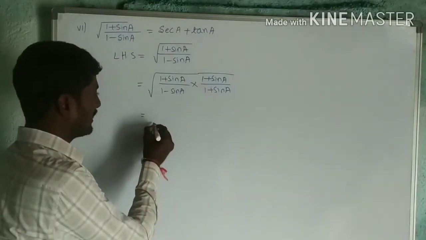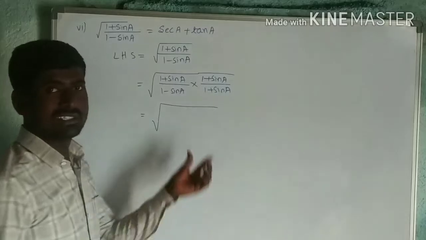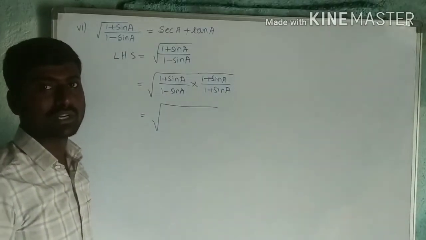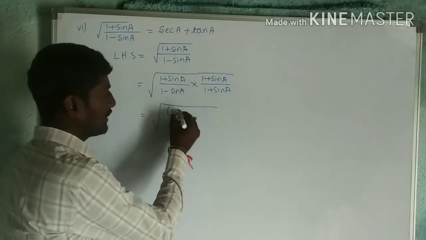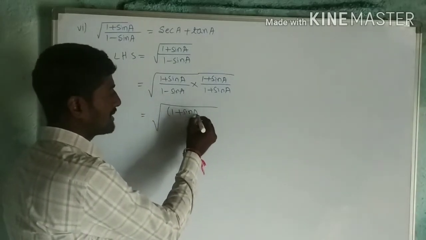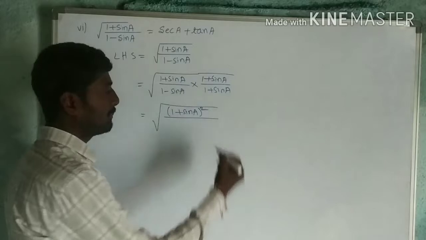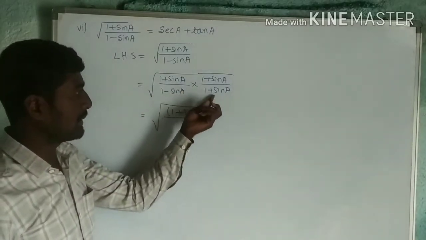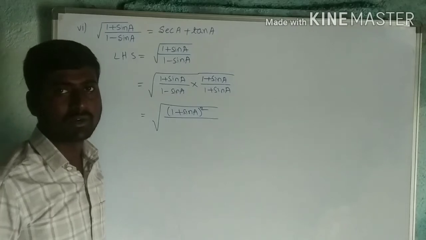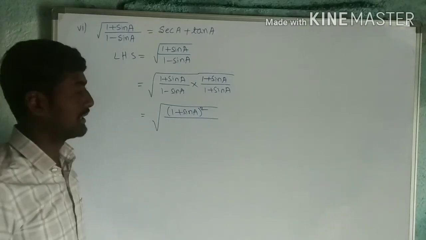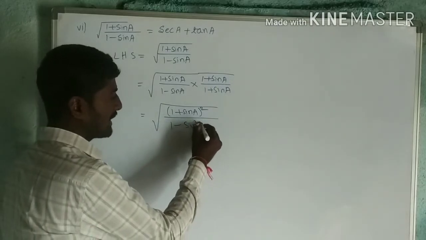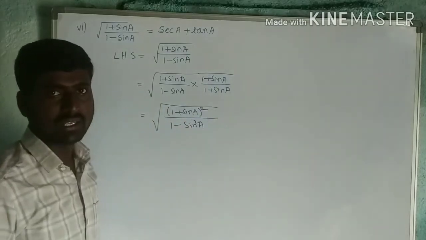Now this is equal to under root of. This is of the form (A plus B) into (A plus B), that is A plus B whole square. That means (1 plus sin A) whole square divided by the denominator, A minus B into A plus B. The formula is A square minus B square, that I can write as 1 minus sin square A.